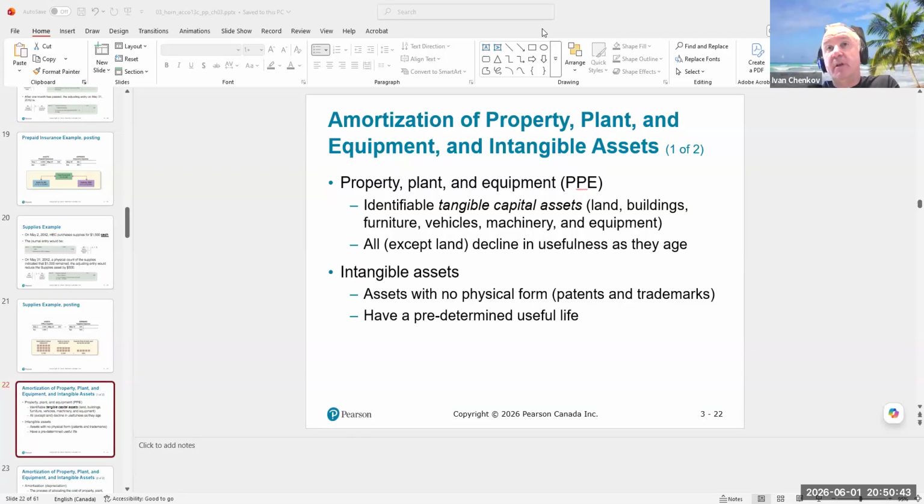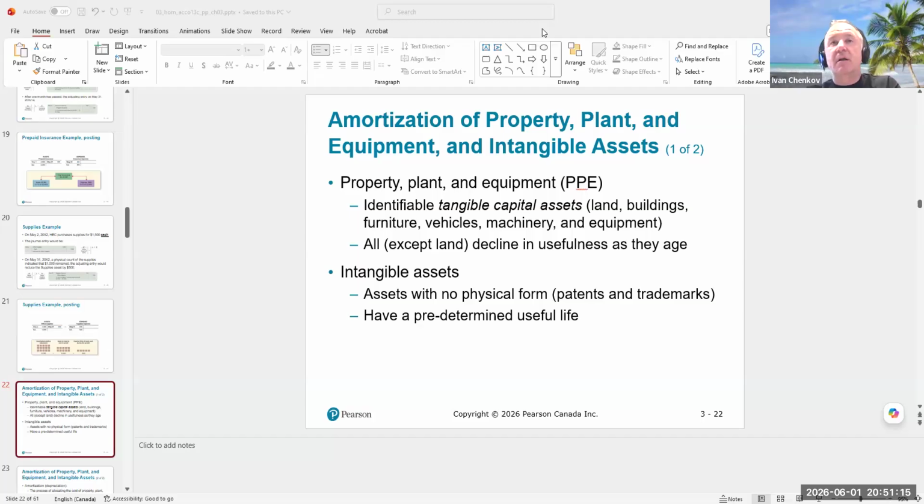Since we use it for the long period of time and we're using it to generate revenue, we have to transfer some of that cost for those assets into the expenses. And since we're using them, those assets are going to start depreciate. And that's what we're going to do. We're going to transfer some of the cost of the assets into the expenses during the useful life of the assets because they help us to generate revenue.